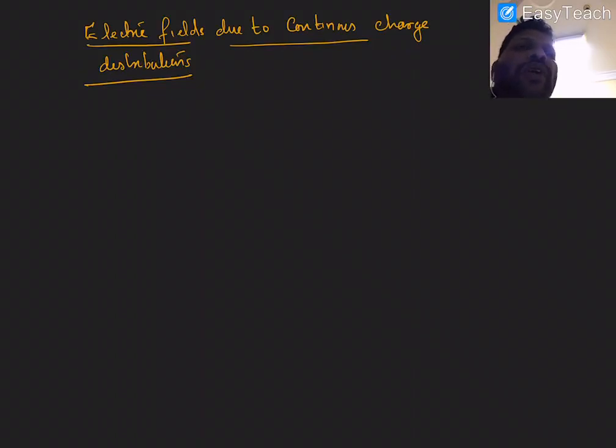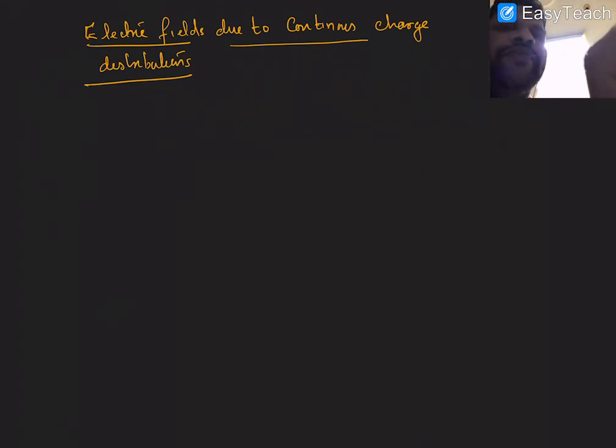We will discuss electric fields due to continuous charge distribution. So first of all, we will be discussing what a continuous charge distribution is. Till now we have considered only point charges. Now we will consider how charges can be distributed on a surface, on a line, and in a solid body.